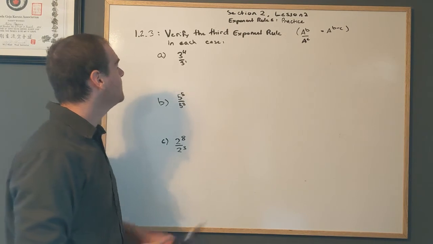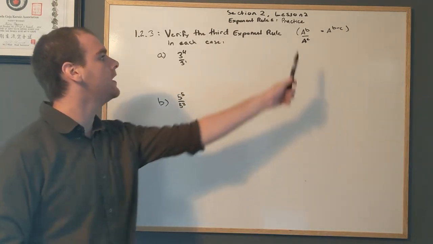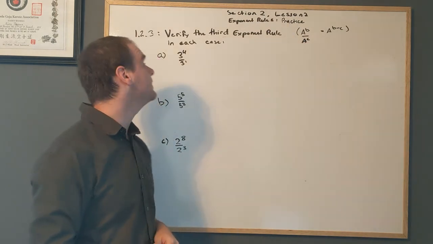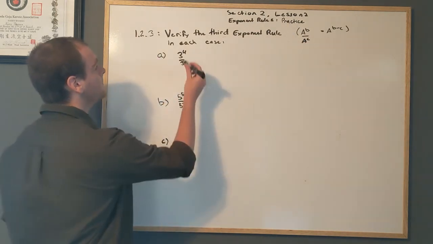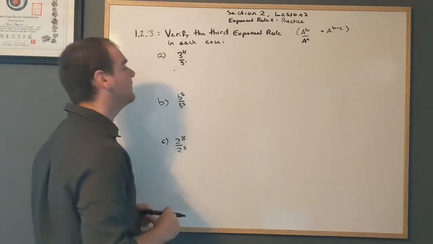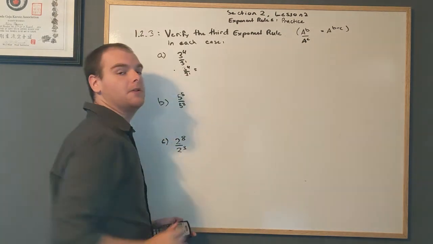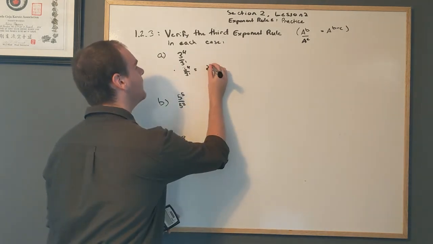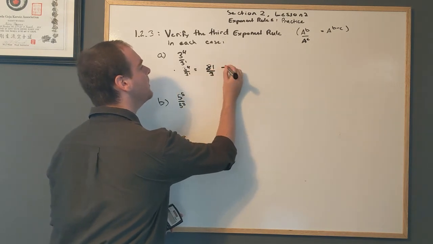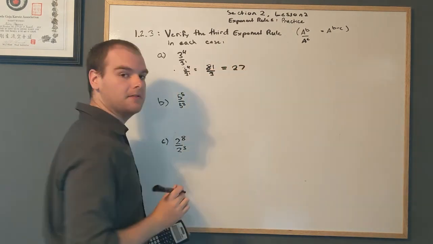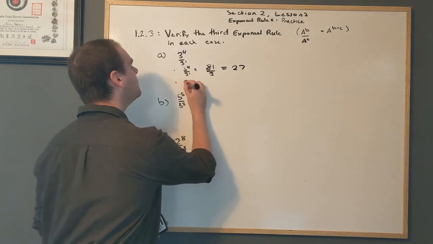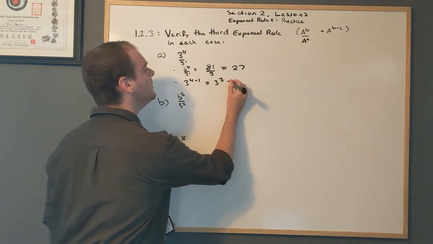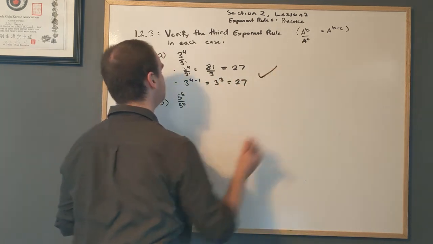And for the last question for this video, we will be verifying the third exponent rule. If you've forgotten, that is a to the power of b divided by a to the power of c is equal to a to the b minus c. First up, we have 3 to the power of 4 divided by 3 to the power of 1. 3 to the 4 over 3 to the 1. First, we're going to get 81 on top and 3 on the bottom, which will leave us with 27. The rule, 3 to the power of 4 minus 1 equals 3 cubed, and that is 27. Verified.